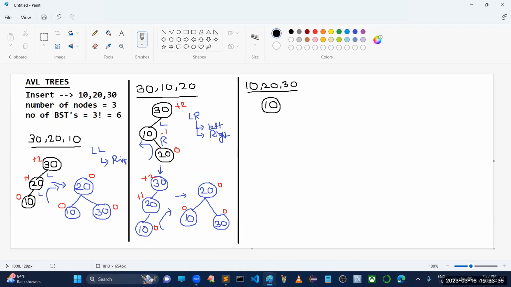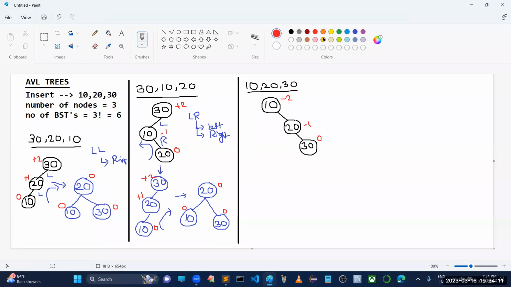So next, 20 will become the right child, right? It is going to be inserted as the right child. So next, 30 will become the right child to this. Sir, now try to calculate the balance factor. Its balance factor is nothing but 0. Left subtree is 0, right subtree is 1. So 0 minus 1 will become minus 1 as the balance factor. So here 0 minus 2 will become minus 2 as the balance factor.